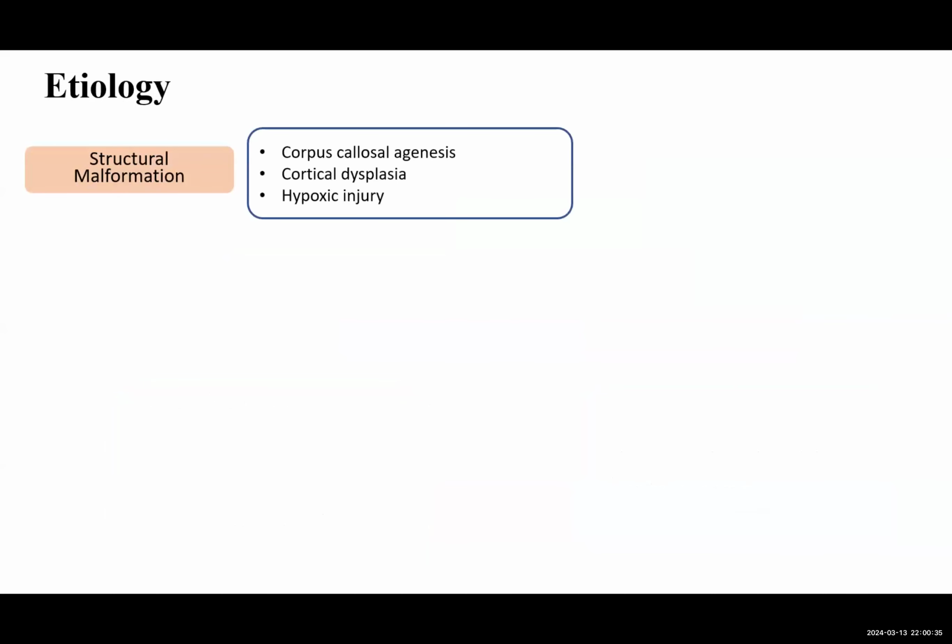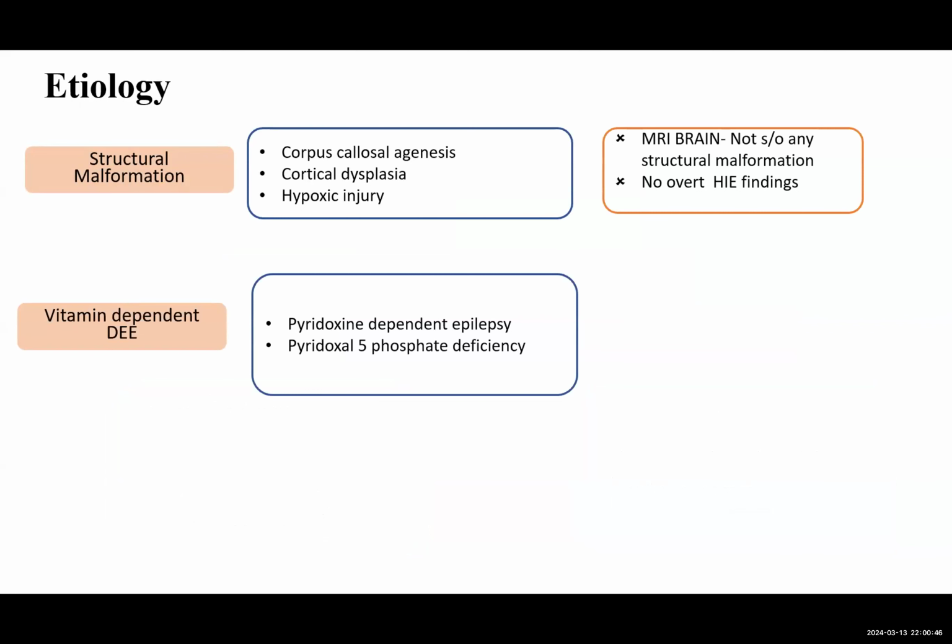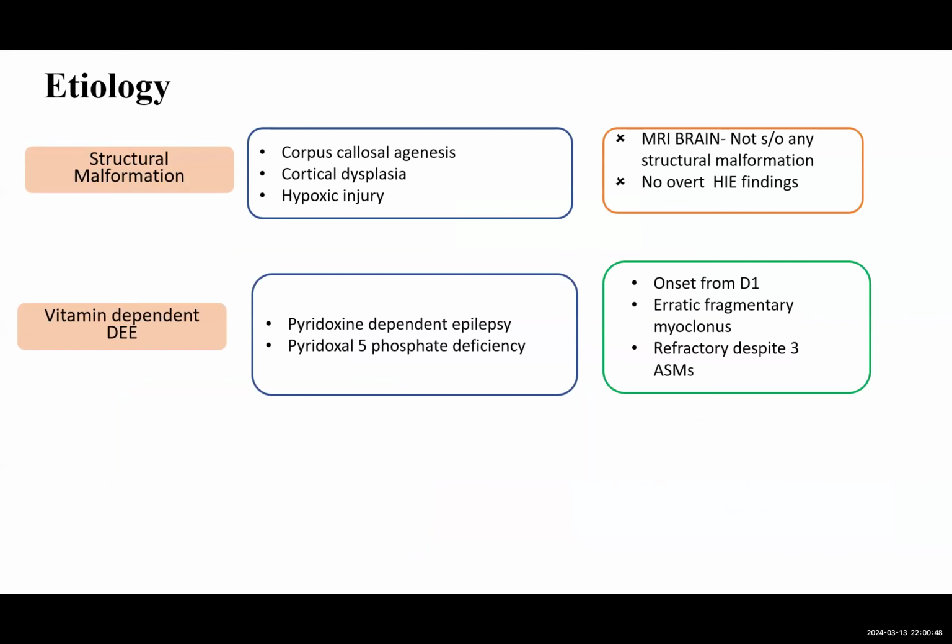Coming to the etiological possibilities, structural malformations like corpus callosal agenesis, cortical dysplasia, and hypoxia were considered, but neuroimaging done was normal. Second, we thought of vitamin-dependent developmental and epileptic encephalopathy like pyridoxine-dependent epilepsy and PNPO. The points in favor were that onset was on day one, there was typical erratic fragmentary myoclonus, which was refractory to 3 conventional ASMs.